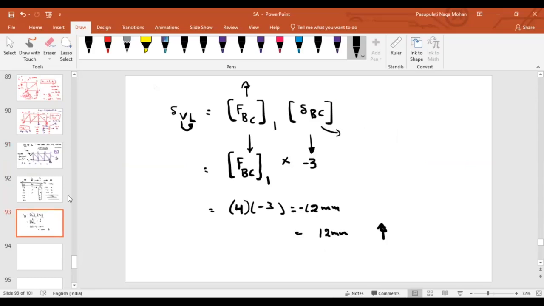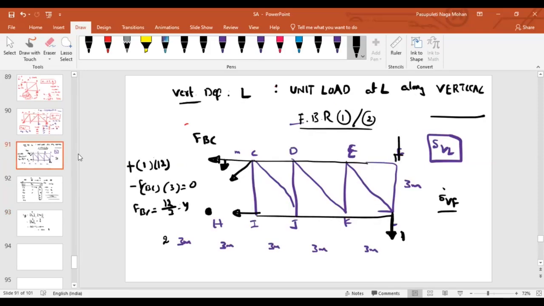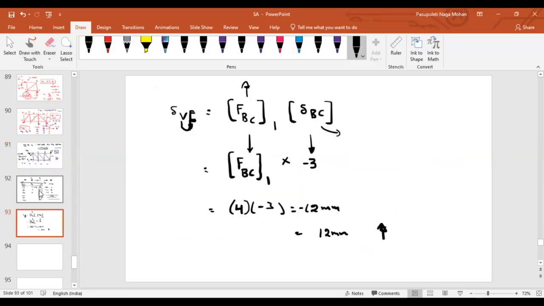Where will you get a change? This one? Yes, sir, same problem. The only change is in this. Again, you have to find the same thing, but what is the difference? Previously you found it at one point, but here you have to find it at F. Apply a unit load at F and find this value. If I apply a unit load here instead of the previous case, what do you think the value of force in member BC because of this unit load will be? Will it be the same or different? Same, sir.